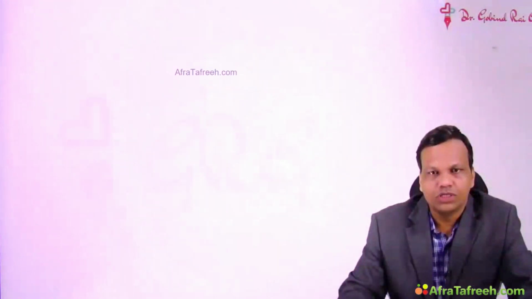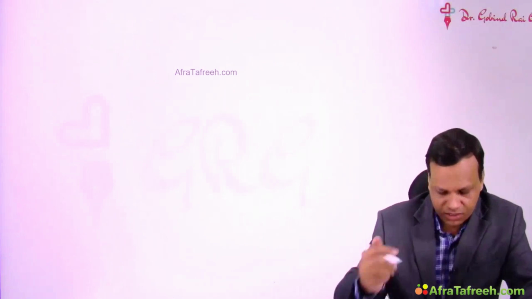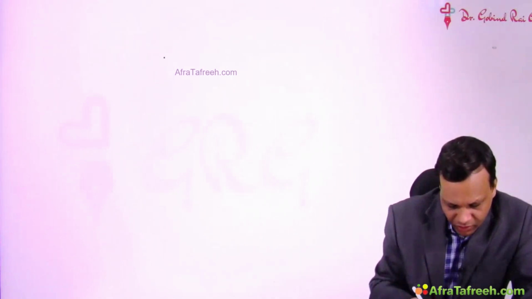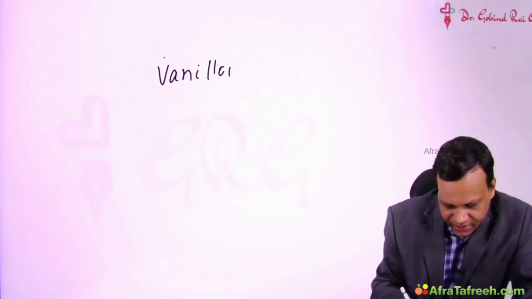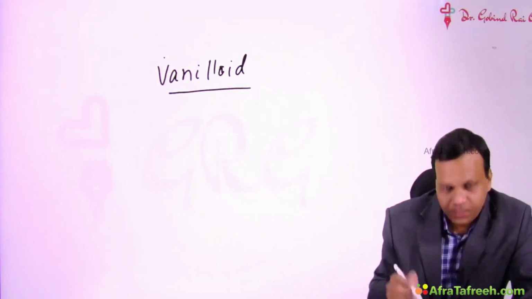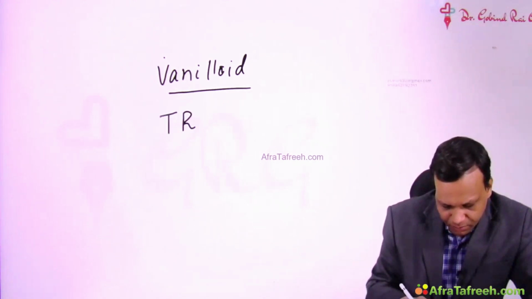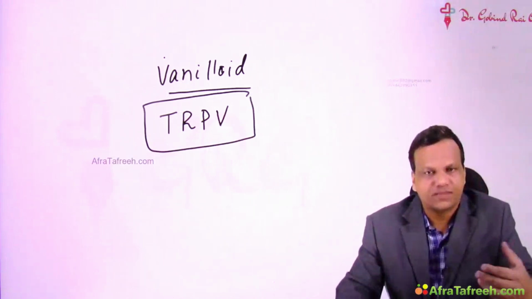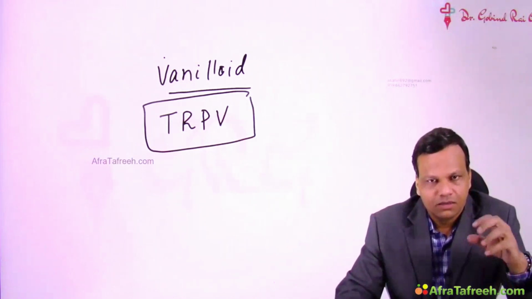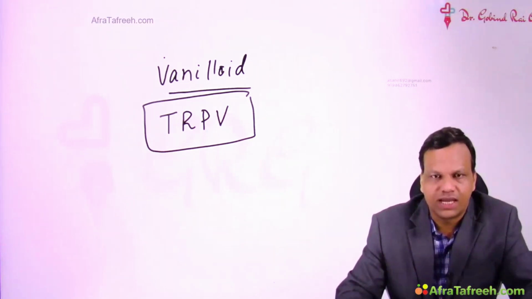There is one more theory to explain the analgesic mechanism of paracetamol, and this theory says that a metabolite of paracetamol acts by stimulating vanilloid receptors. There is a receptor known as transient receptor potential vanilloid, TRPV. It is assumed that the metabolite of paracetamol may act through this receptor to produce the analgesic effect.